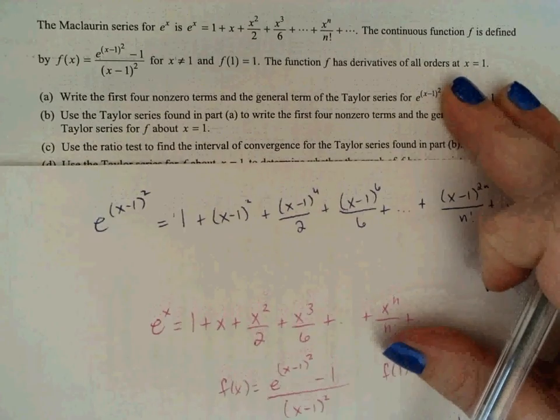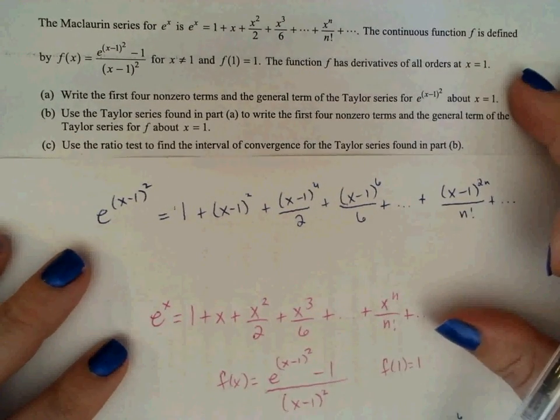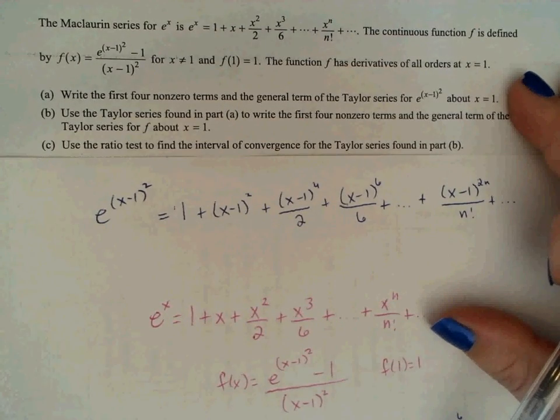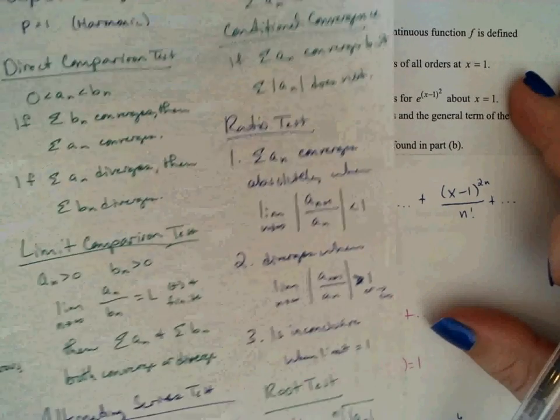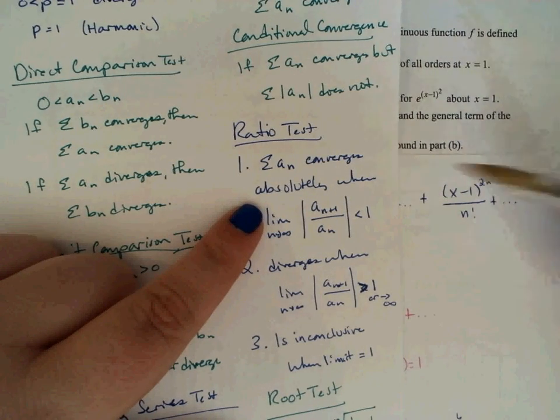Alright. Let's read about part C. Part C says, use the ratio test to find the interval of convergence for the Taylor series found in part B. Okay, so let's just remind ourselves of the ratio test real quick.